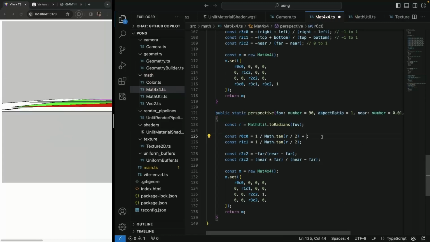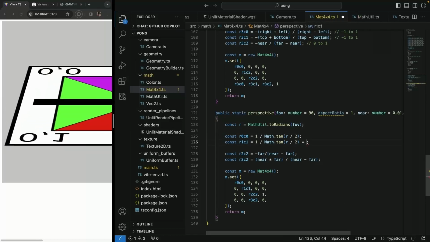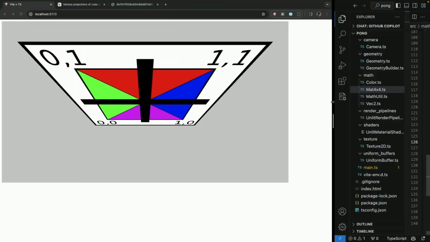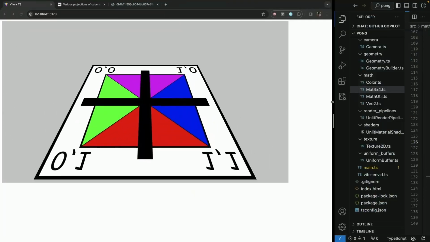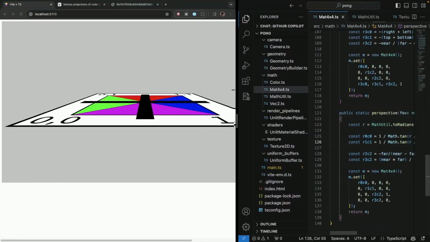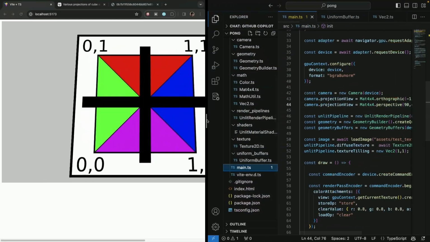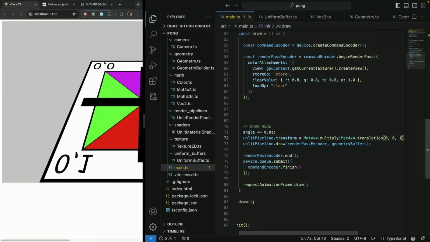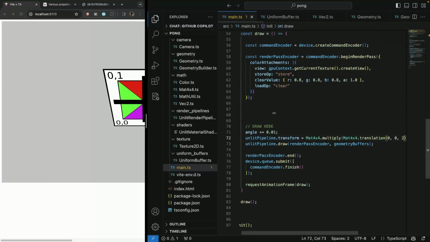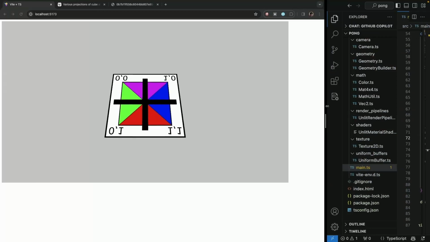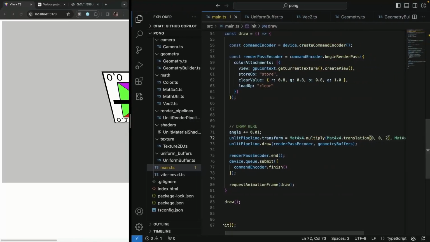Okay, let's just see. Okay, it's corrected for aspect ratio. It's just that everything is big, so we can zoom that out a bit, or just translate it a bit further down. Okay, cool. Now it's correct, and it's corrected for aspect ratio as well.